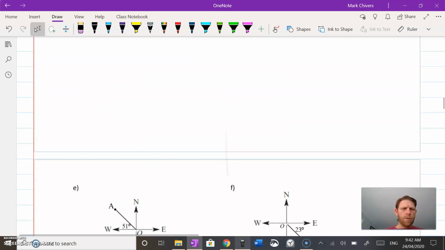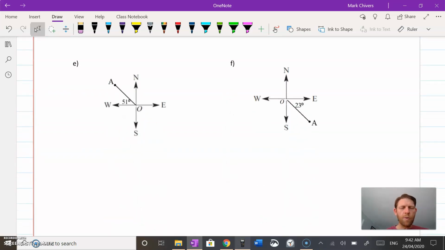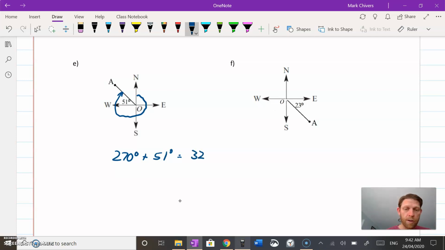Okay, I'm assuming it doesn't say on these ones, but we'll just assume we're looking at A from O. So now we're interested in this angle around here. We already worked out that around to west is 270 degrees, so it's going to be 270 degrees plus 51 degrees, because that's what is written under there. I might just change that angle illustration slightly so we can still see that it is 51 degrees. So 270 plus 51, that's going to be 21 more than 300, so 321 degrees.